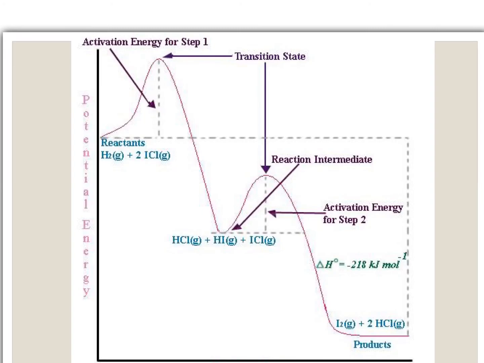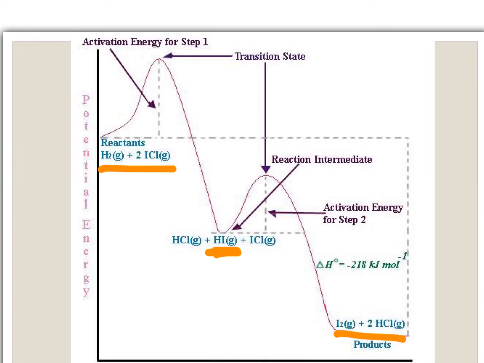Now, this ICl and this HI will react to form a second HCl. What we have here is what we call an intermediate. Notice how this HI is not a reactant or a product. It's something that was only produced in the middle. It was a middle step.